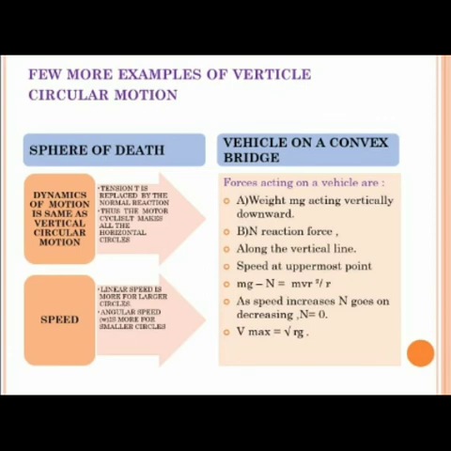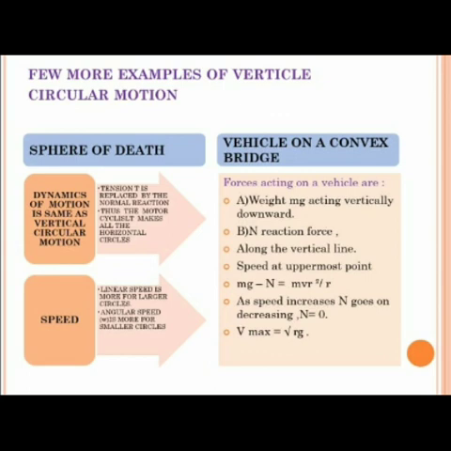Let us talk about the speed of the motorcyclist who is moving around in the sphere of death. The linear speed is more for the larger circles, whereas the angular speed with which the motorcyclist will ride is more for the smaller circles. So these are the two conditions which specify the speed of the motorcyclist in the sphere of death.